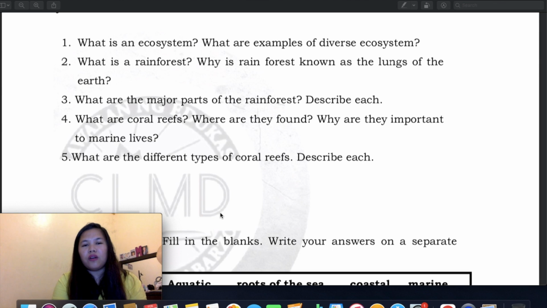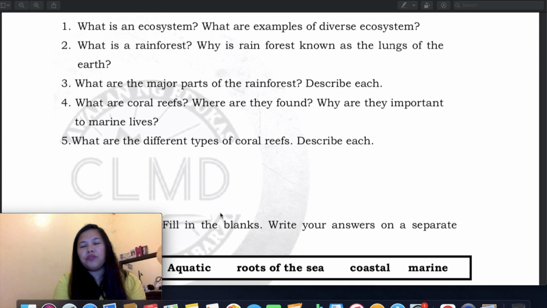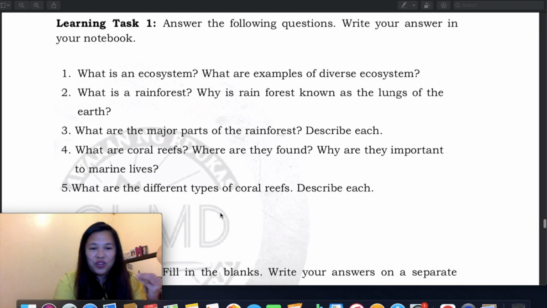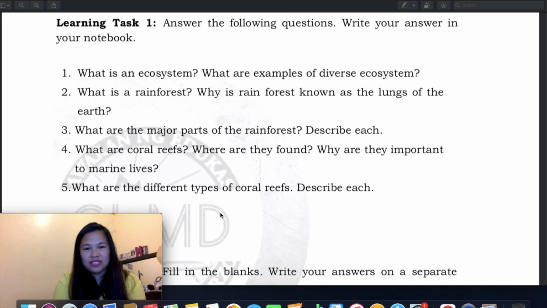4, what are the coral reefs? Where are they found? Why are they important to marine life? So, ganon. So, 5, what are the different types of coral reefs and describe each? So, do I need to explain this in Tagalog?